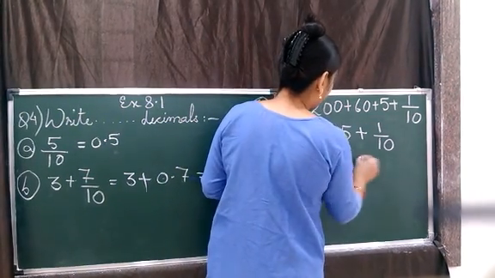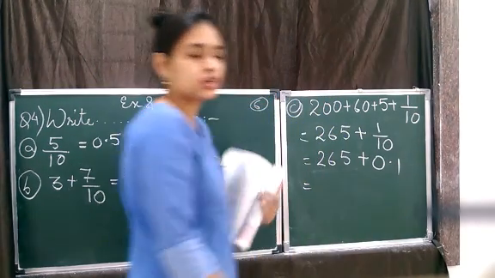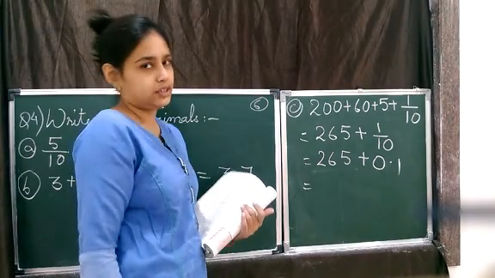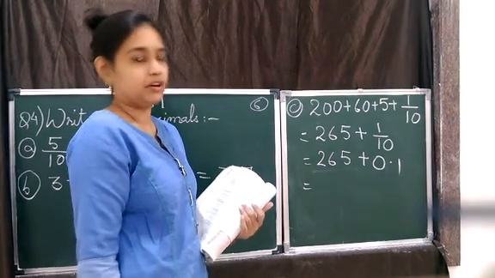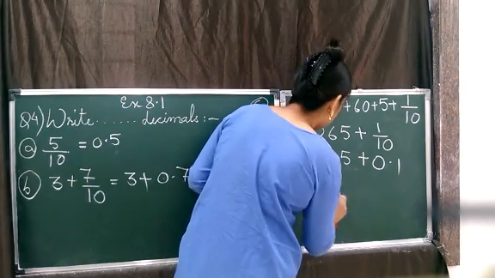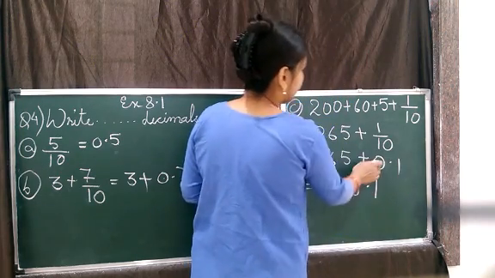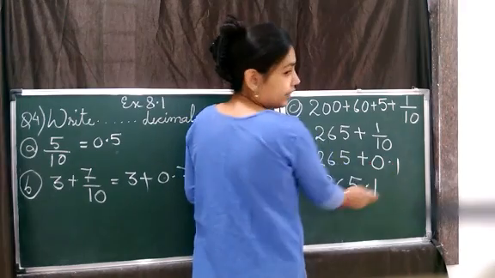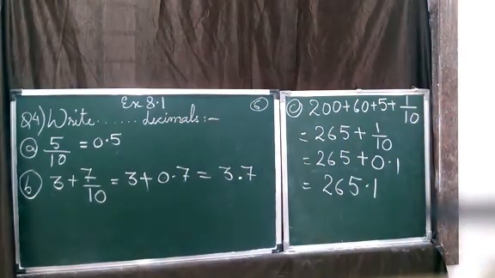So 265 plus 0.1. Now 265 will be added to 0 or to 1? It will be added to 0. Why? Because 265 and 0 both are whole numbers. 0.1 is a decimal number, so it cannot be added to 265. So your answer comes out to be 265.1. Okay. 265 added to 0 gives 265 and 0.1 will be after the point, that is the decimal. Then we start D.